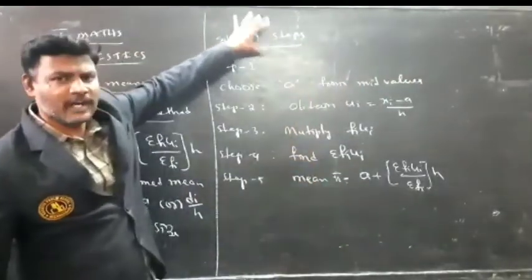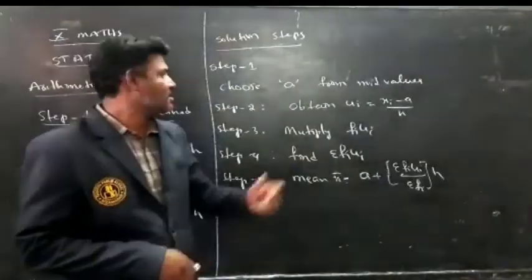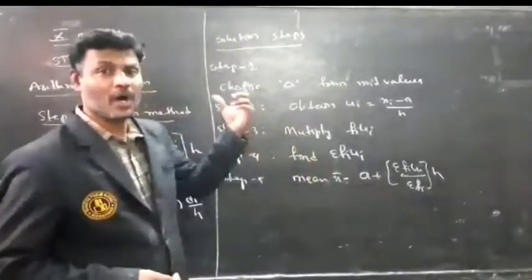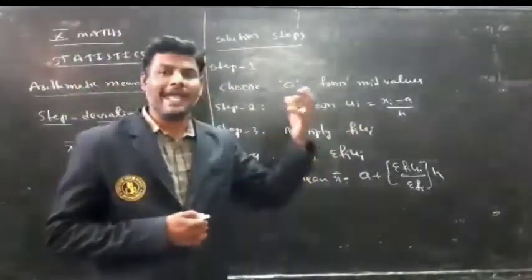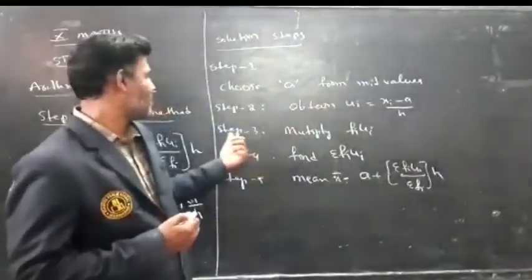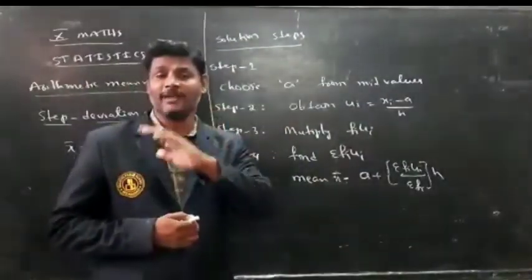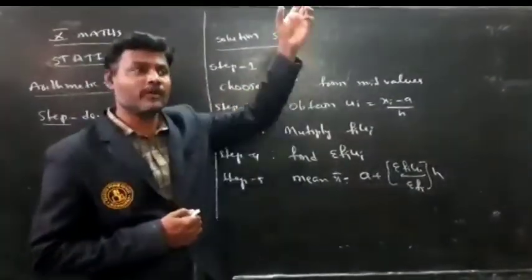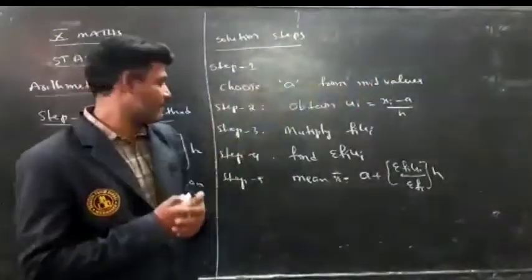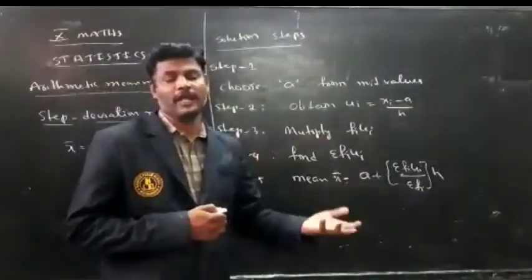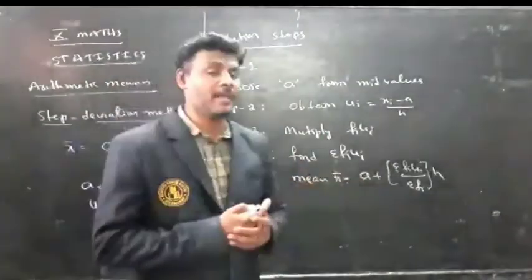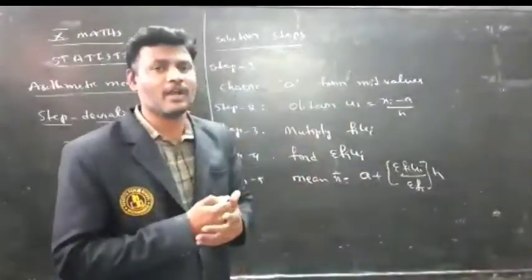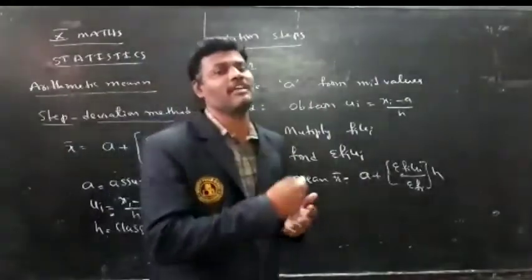These are the steps to find the solution by using the step deviation method. Step 1. Choose A from the class mid values. Step 2. Obtain Ui is equal to Xi minus A by H. Step 3. Multiply the values of F and U. Step 4. Find sigma Fi Ui, which means you have to find the sum of the Fi Ui column. Step 5. Apply the formula: mean is equal to A plus sigma Fi Ui by sigma Fi into H. So these are the steps you have to follow to find the mean by using the step deviation method.